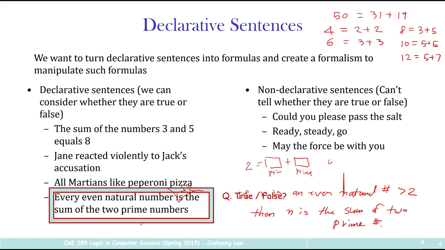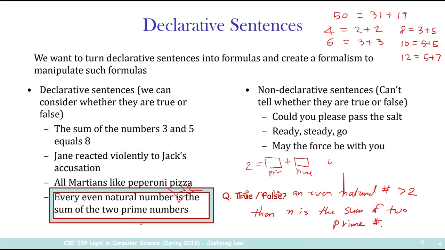That's a bit tricky because this sentence has no ambiguity. You know what an even number is, what a natural number is, what a prime number is. But then it's not easy to see why this is true or false. And what is most surprising is nobody knows the answer yet. Even the best mathematician in the world doesn't know the answer. What is the name of this conjecture? Anyone knows? Okay, this is called Goldbach's conjecture. Very simple problem, but nobody knows the answer.